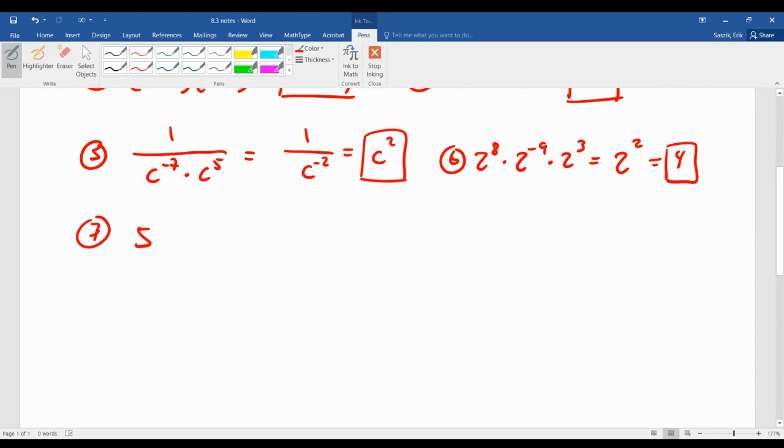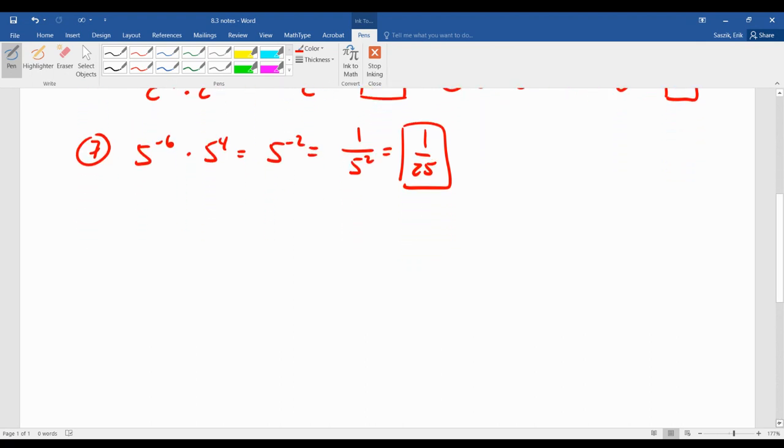I'll do maybe one more. 5 to the negative 6th times 5 to the 4th. Add those together, you get negative 2. That tells it to go downstairs. 1 over 25.